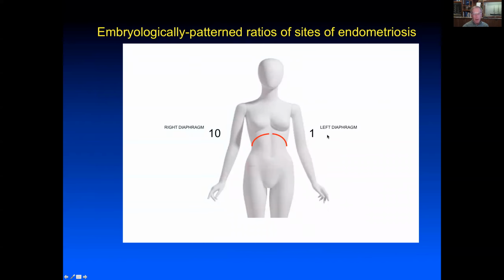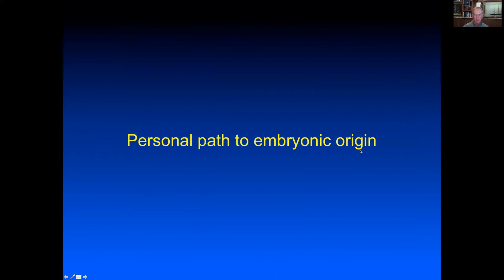The embryologically patterned ratios of sites of endometriosis extend out of the pelvis. For example, right diaphragm is involved 10-to-1 over the left diaphragm. Same for the right inguinal canal versus left inguinal canal. Right sciatic nerve, 2-to-1 favored over left sciatic nerve. And consider that these patterned sites may extend all over the body, including to the anterior abdominal wall, and may somehow relate to the occurrence of scar endometriosis.